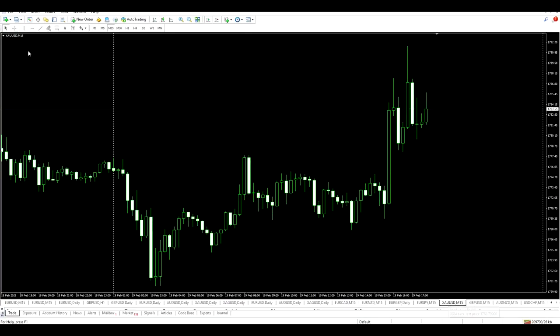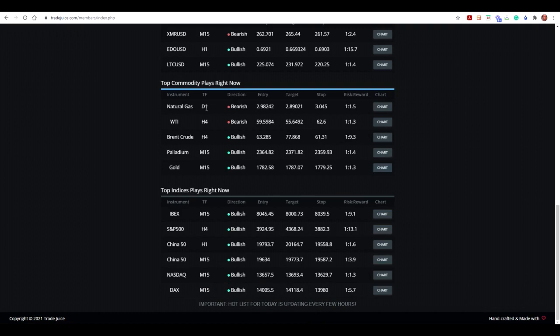Okay guys, I'm on my gold USD chart, 15 minutes. And the reason I'm on here again is because I've got an alert that on gold I can go bullish on the 15-minute chart, and my entry is just where the chart is at now.